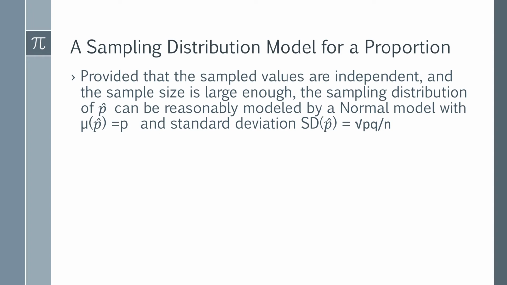So let's talk about the sampling distribution model for a proportion. Provided that the sampled values are independent and the sample size is large enough, the sampling distribution of p hat can be reasonably modeled by a normal model with mu of p hat equal to p and the standard deviation of p hat equal to the square root of p times q divided by n.